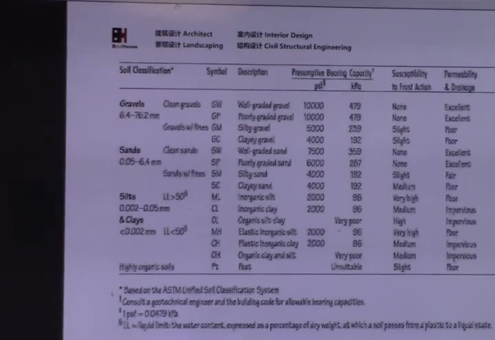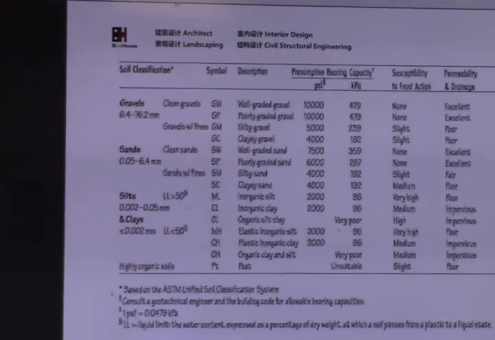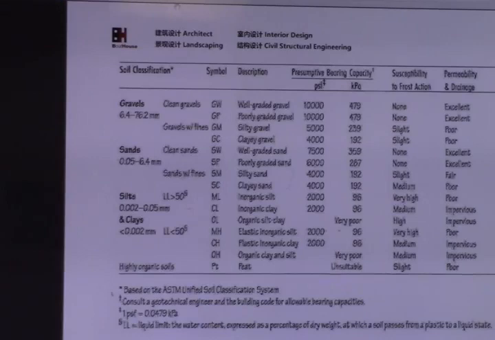And the last one is clays. The clays are sticky, because they have a higher water ratio. The bearing capacity is only 1/5 of the gravel, and the drainage is very poor. This table is general information for the soil.